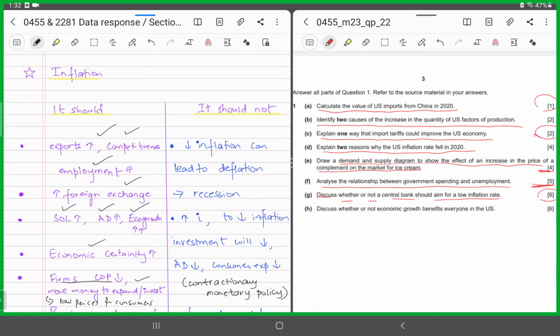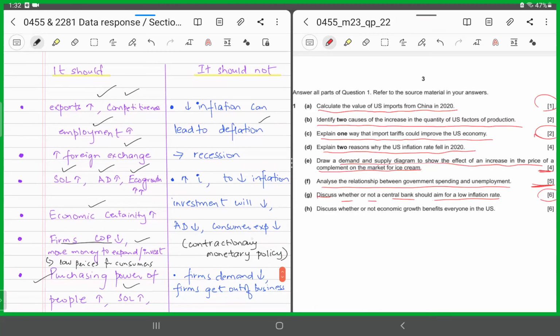However, we could also say that if the central bank aims for a lower rate of inflation, it might not be beneficial. Why? Because a fall in inflation can lead to deflation, or it could even lead to recession, right? Because the central bank would be using what? The central bank would be using contractionary monetary policy. That means either it would be raising interest rates or it would be curtailing money supply. So, in order to reduce the level of inflation, if the central bank increases the interest rates, what will happen? The investment will fall, right? And overall, the aggregate demand would fall.